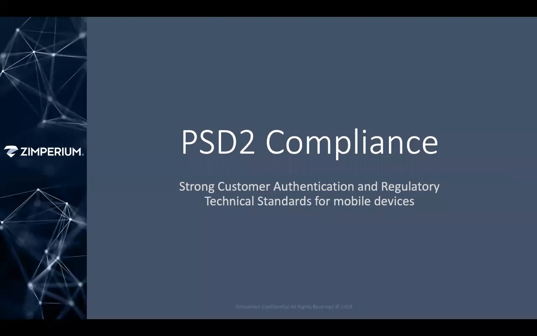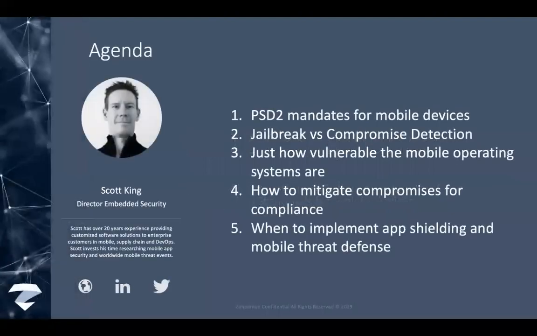A little bit about what I'm going to talk about today is what the mandates are for mobile devices, and then how they apply to your service, your APIs, your customers, all pertaining to the end mobile device. We're going to talk a little bit about jailbreak versus compromise detection, and how vulnerable the mobile operating systems are. I'm really focusing on iOS today because I get most of the questions for iOS. And then how to mitigate compromises for the compliance.